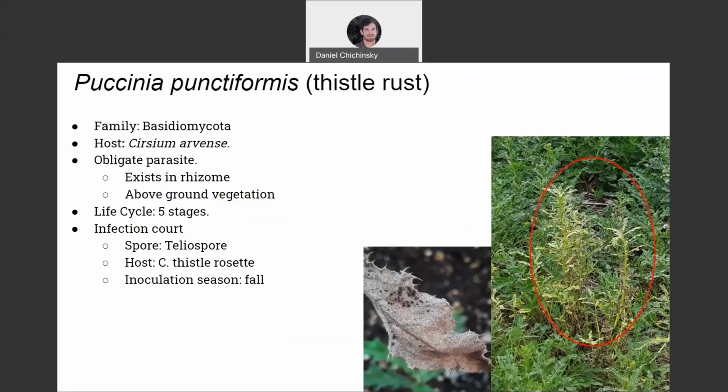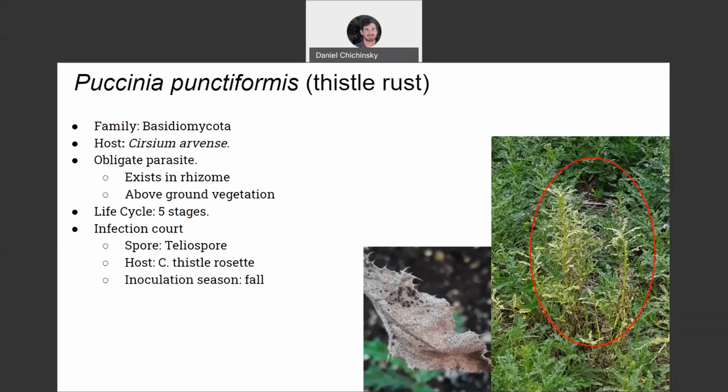The organism that we are looking into as a potential biocontrol for Canada thistle is a fungal pathogen called Puccinia punctiformis. We also call it thistle rust. Thistle rust is from the Basidiomycota family of fungi. It's highly selective to Canada thistle, where it exists as an obligate parasite, meaning that it requires living host tissue in order to complete its life cycle. It exists in the thistle rhizome as well as in above ground vegetation of the plant.